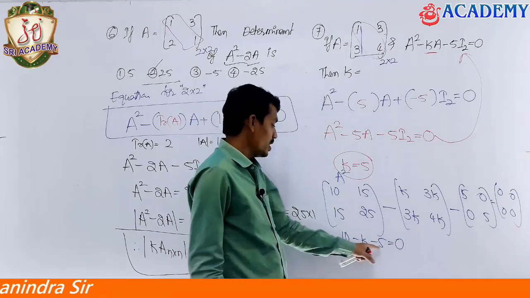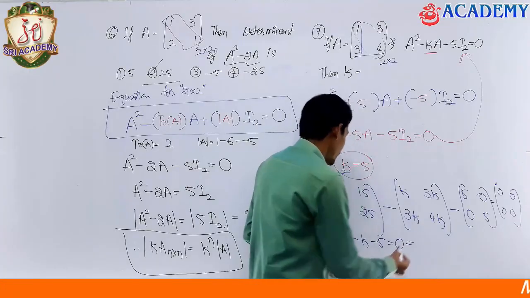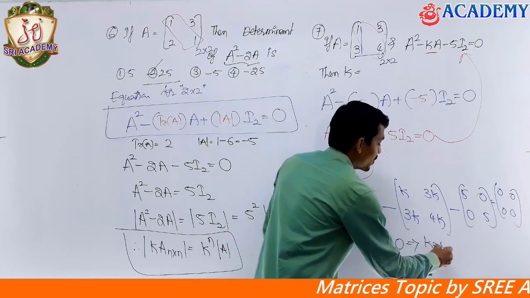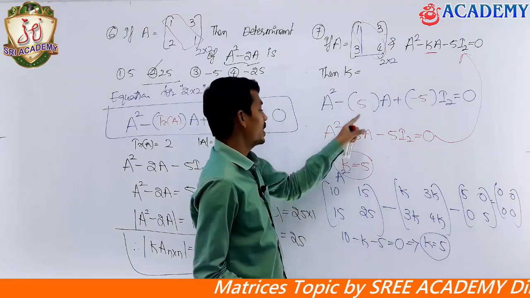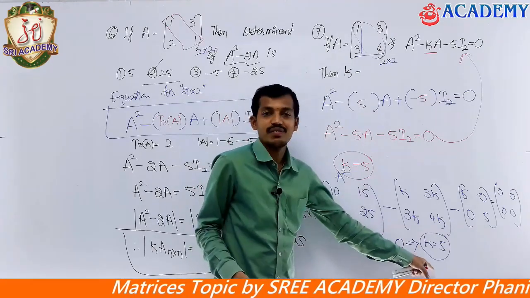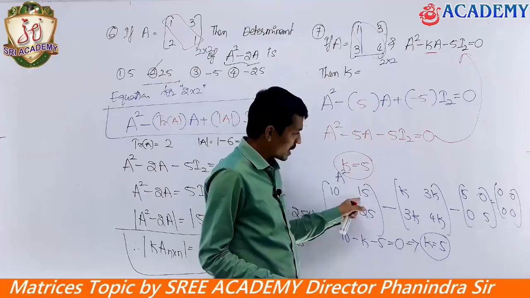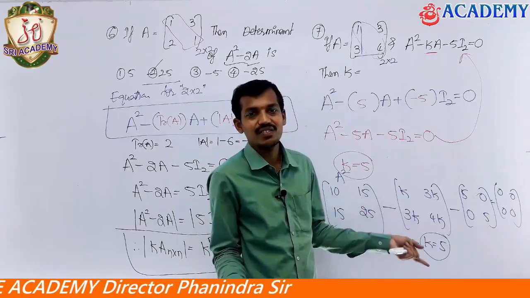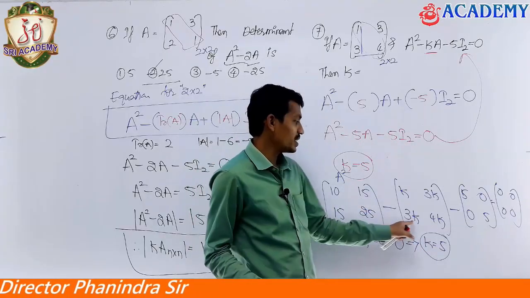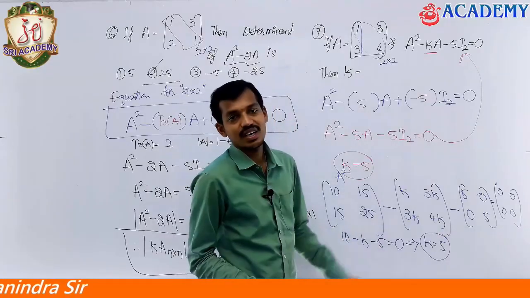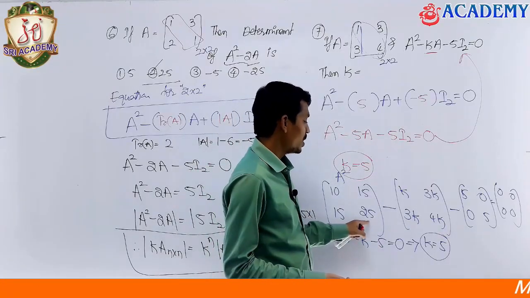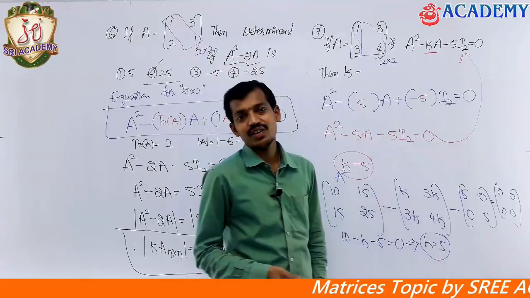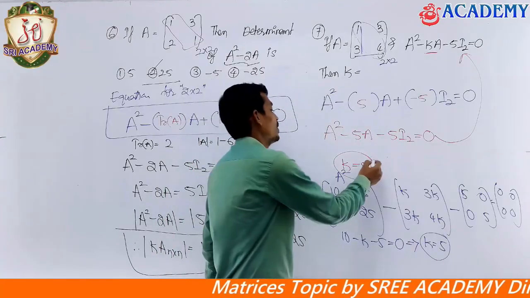10 minus 5 is 5, so 5 minus k equals 0. If you take k to this side, k equals 5. If you simplify, here also you got the k value as 5. Same k value, 5, substitution gives the same answer. If you take the second element also, that is 15 minus 3k minus 0, 3k equals 15, k equals 5. Then 25 minus 4k minus 5, 25 minus 5 is 20, so 4k equals 20, k equals 20 by 4, once again you will get k equals 5.